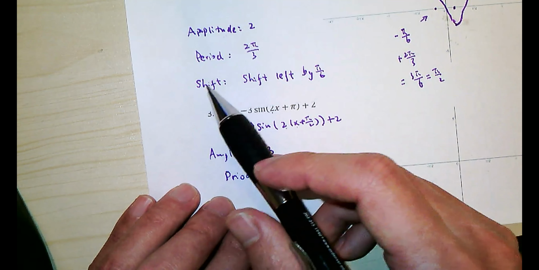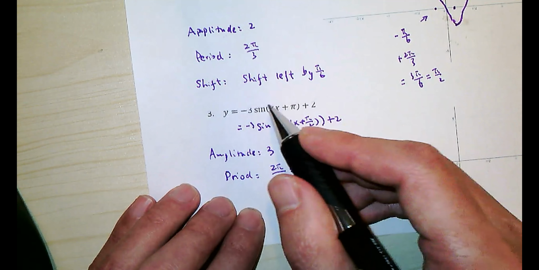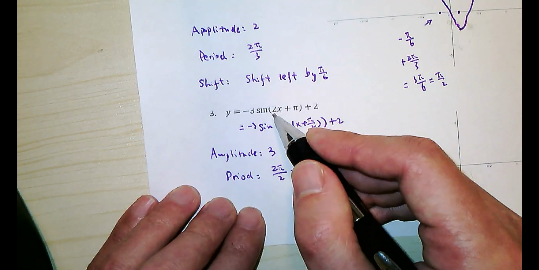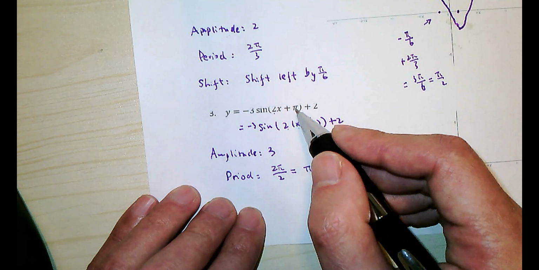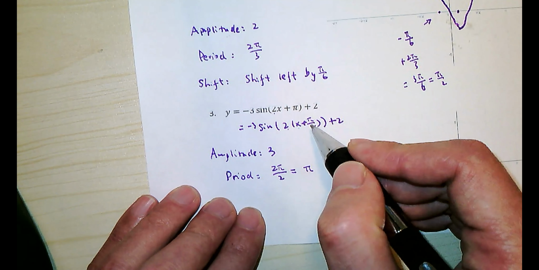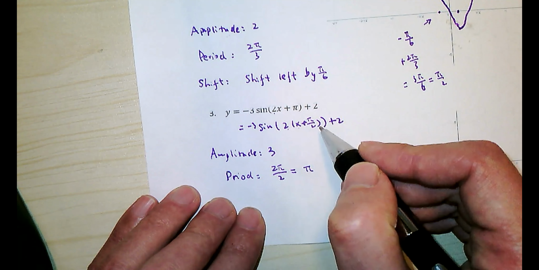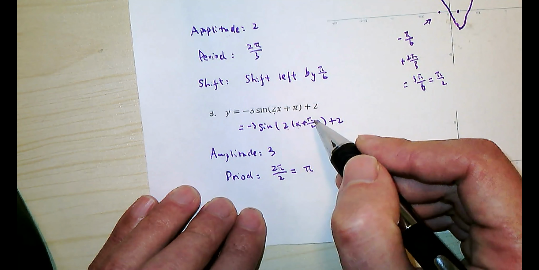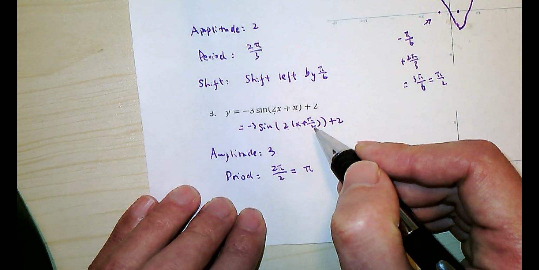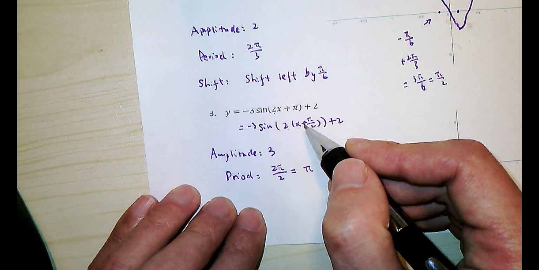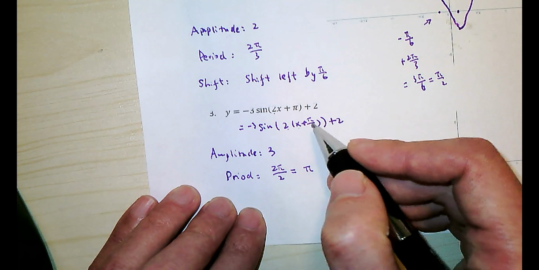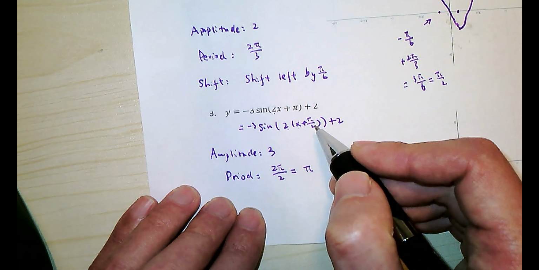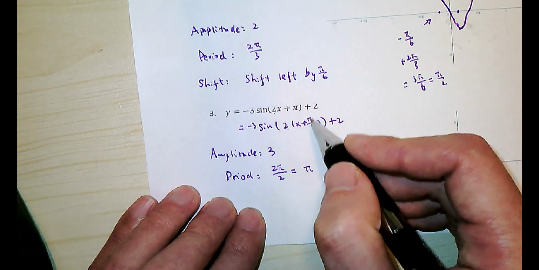Then we should consider the shift. In order to know about the shift, we need to factor these 2 out. You see, as I factor the 2 out, originally we have pi here. Now, since we are putting everything in a process and factor 2 out, the pi turns out to be pi over 2. And you see a plus sign here. So plus means shift left by such amount, okay?